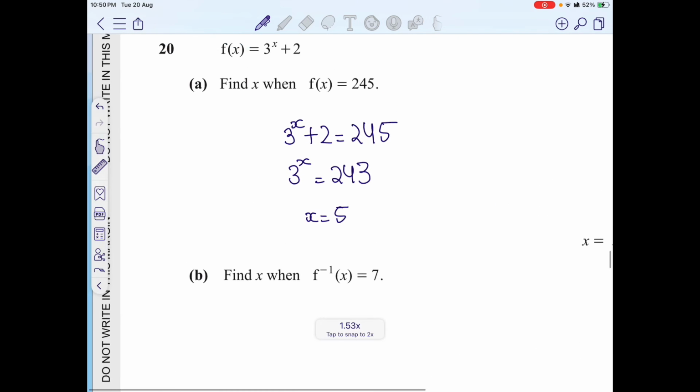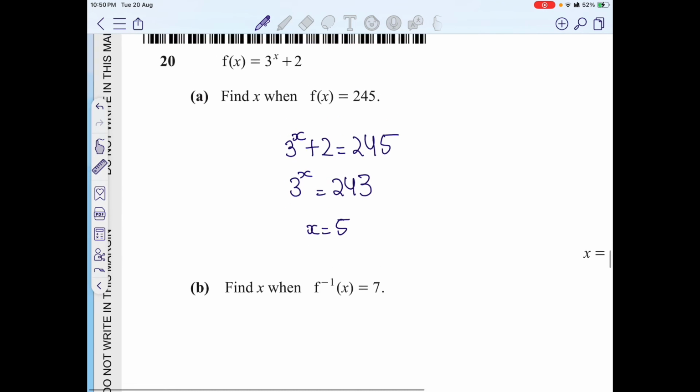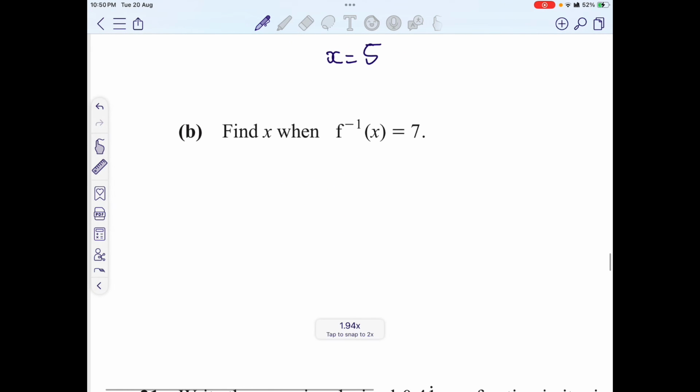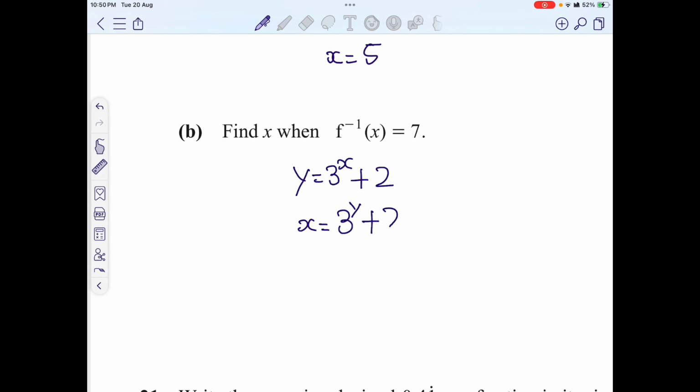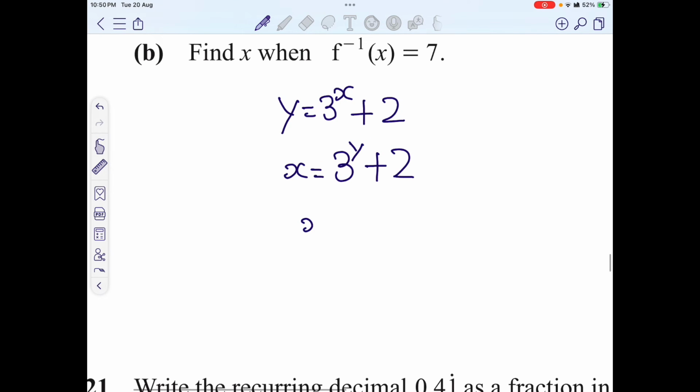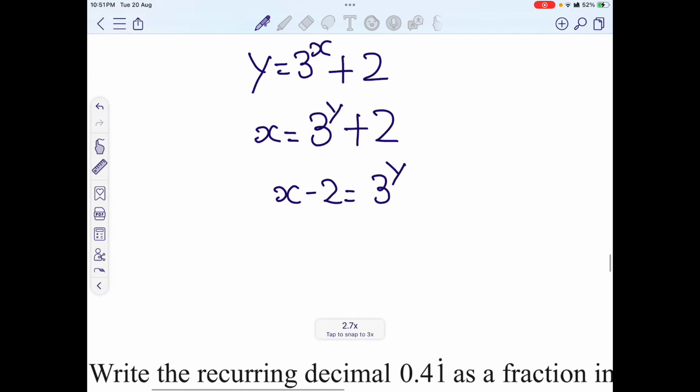Find x when f inverse of x is 7. Now f inverse of x is basically that if I write this function y is equal to 3 raised to x plus 2, and then I write x is equal to 3 raised to y plus 2, and now I have to rearrange it for y. So x minus 2 is equal to 3 to the power y. So I could say that y is equal to log base 3 of x minus 2.